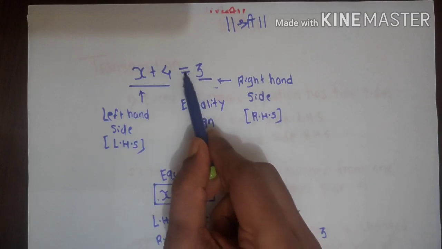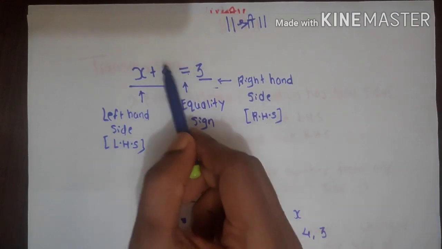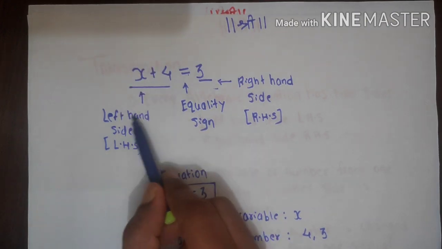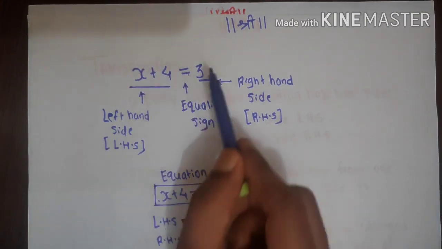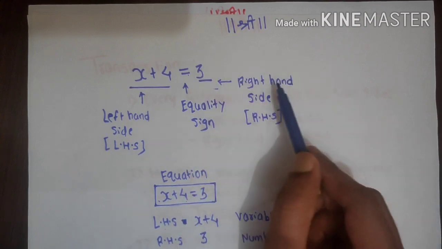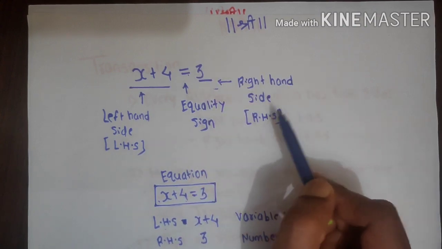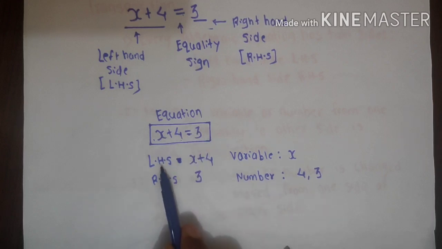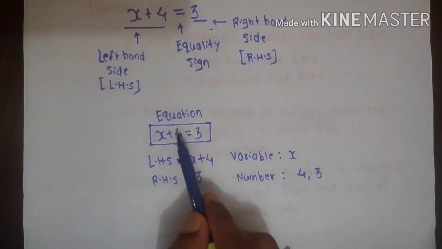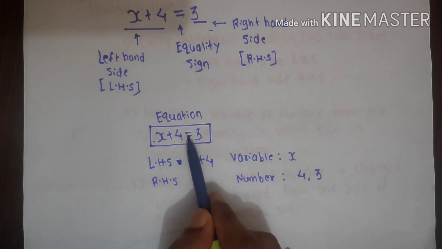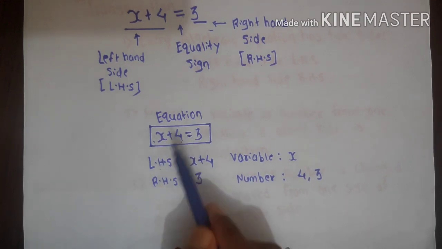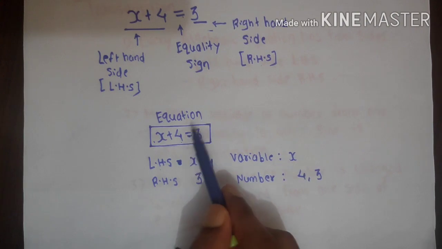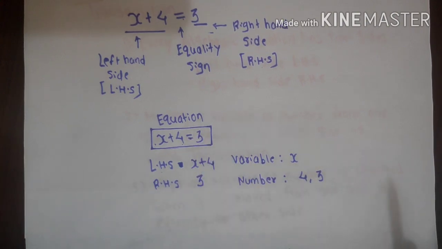In this equation, this is the equality sign and this is the left part of the equality sign, so it is called left hand side or LHS. This is the right part of the equality sign, so it is called right hand side or RHS. Now in this equation LHS is x plus 4, since x plus 4 is on the left side of the equality sign. RHS is 3, since 3 is on the right side of the equality sign.